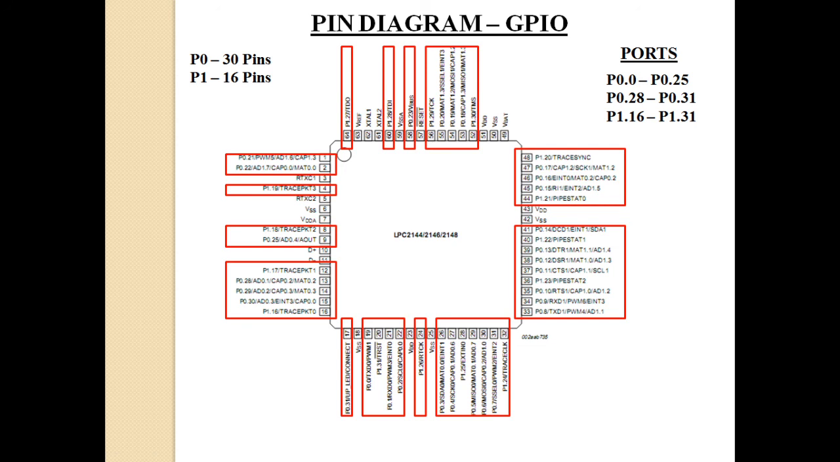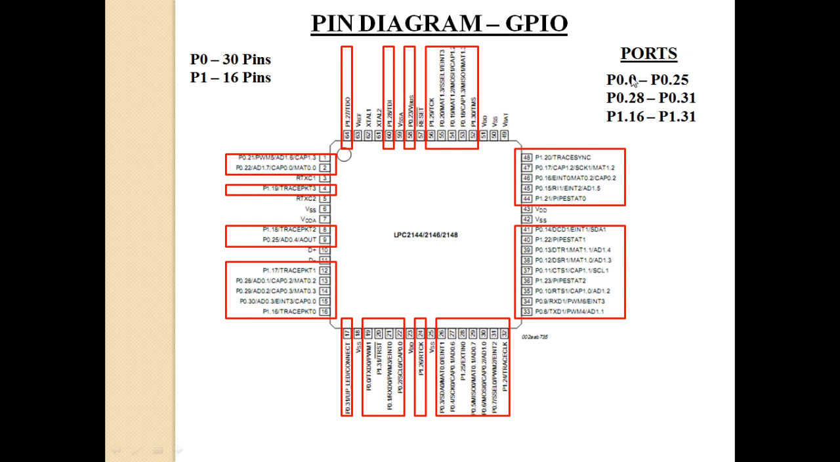Port is nothing but a collection of pins, right? In this LPC2148 you have two ports, named port 0 and port 1. Port 0 has 30 pins, and port 1 has 16 pins. Port is a collection of pins. So how will you refer to each and every pin in a port? Say for example you have taken an array of size 10. How will you refer to each and every element in an array? A[0], A[1], etc. Similarly, here you refer like this.